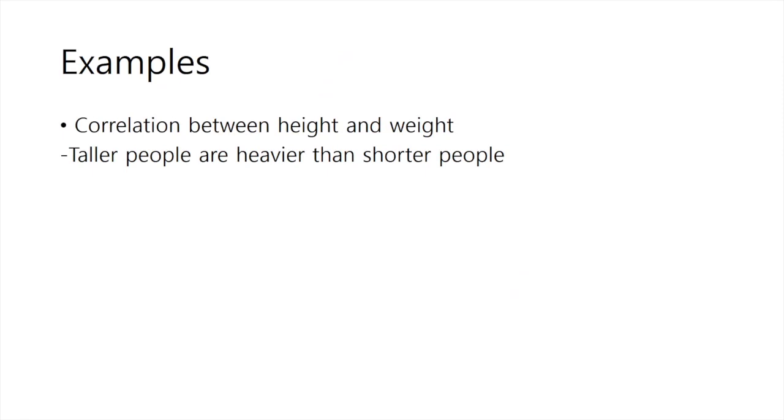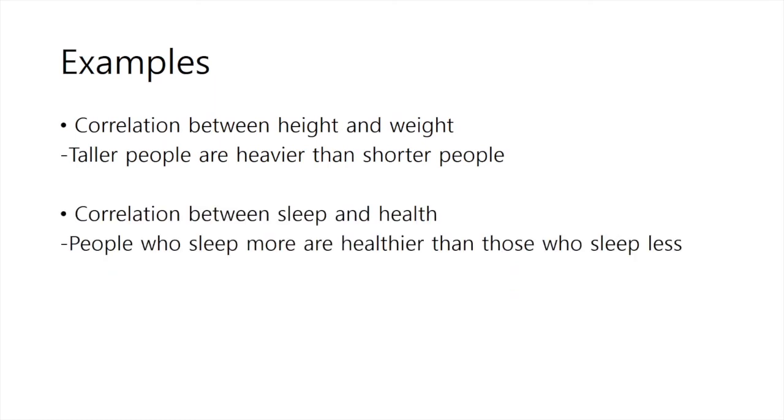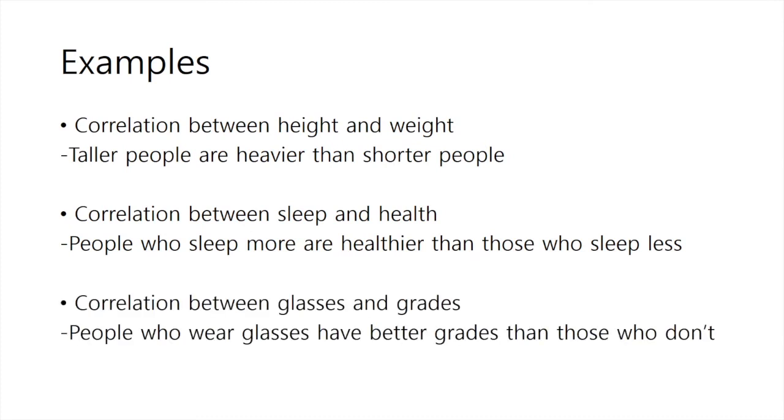A few examples of correlation would be correlation between height and weight, how taller people are heavier than shorter people; correlation between sleep and health, how people who sleep more are healthier than those who sleep less; correlation between glasses and grades, how people who wear glasses have better grades than those who don't. Correlation is to see if there is a relationship between two variables. We are not to say if the examples are true or false.